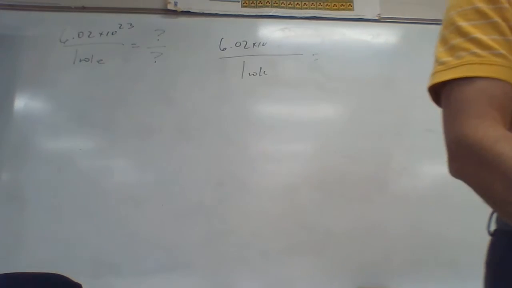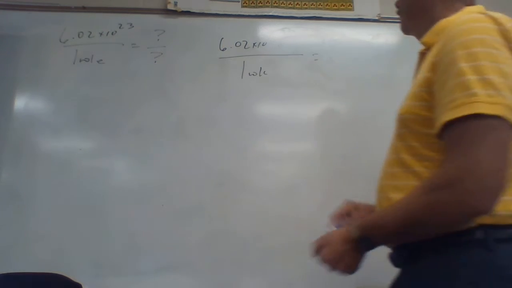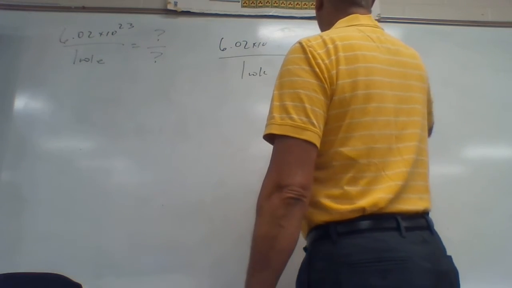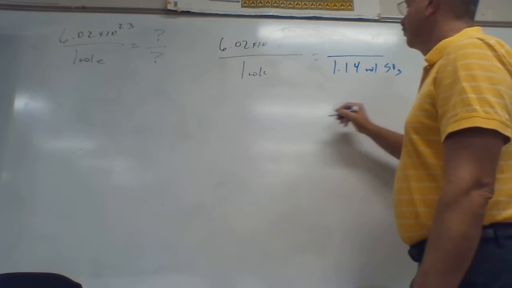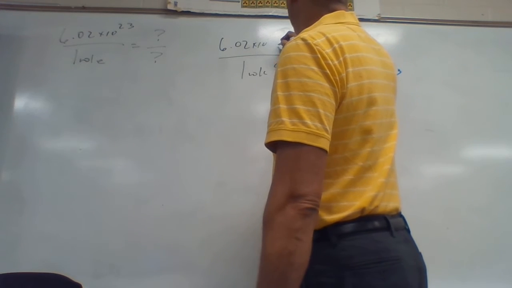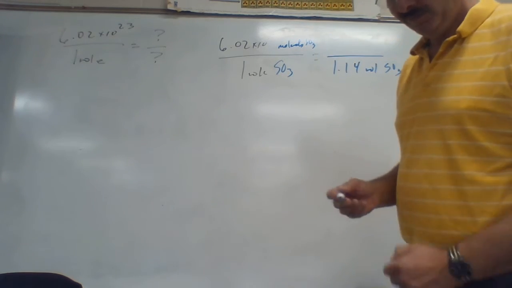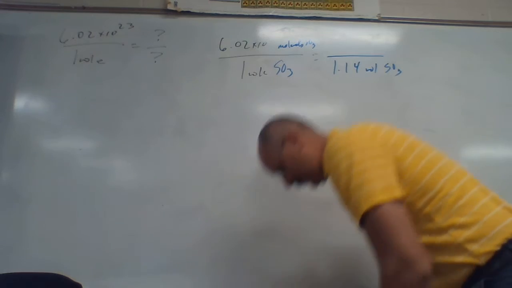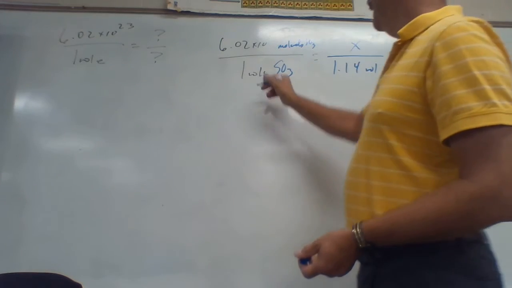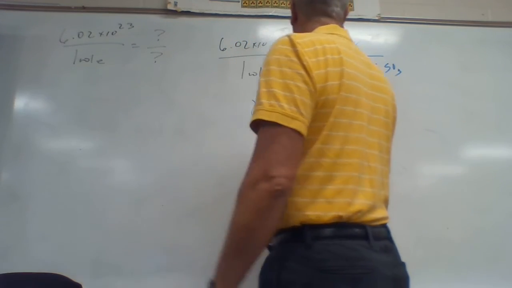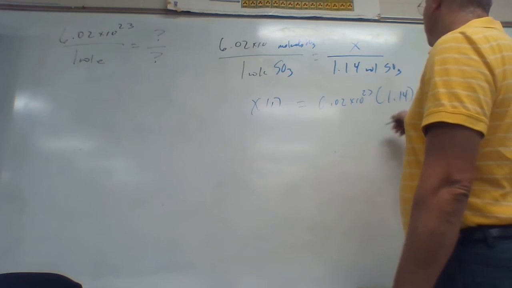All right. Third one. They say, how many atoms are there in 1.14 moles of SO3? So we've got 1.14 moles of SO3, and this is molecules of SO3. All right, so cross multiply. This is X. That's what we're trying to find out. So we cross multiply: X times 1 equals 6.02 times 10 to the 23rd times 1.14.